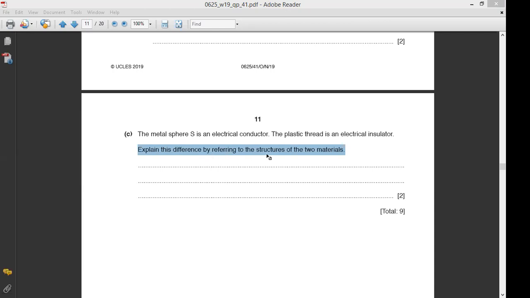Yes. Ella, are you there? Metals have the electrons. Yeah. Okay, good.